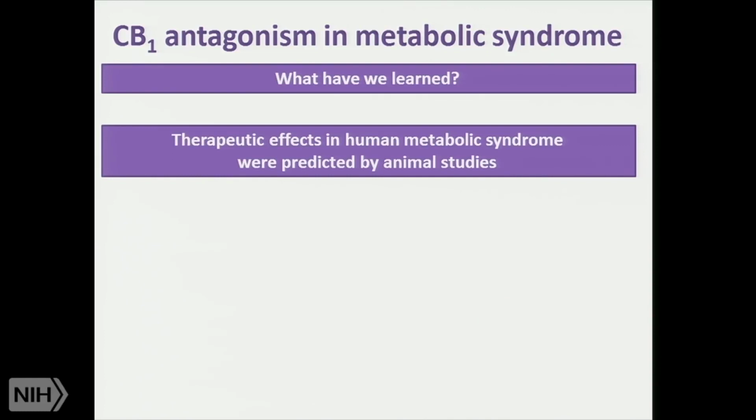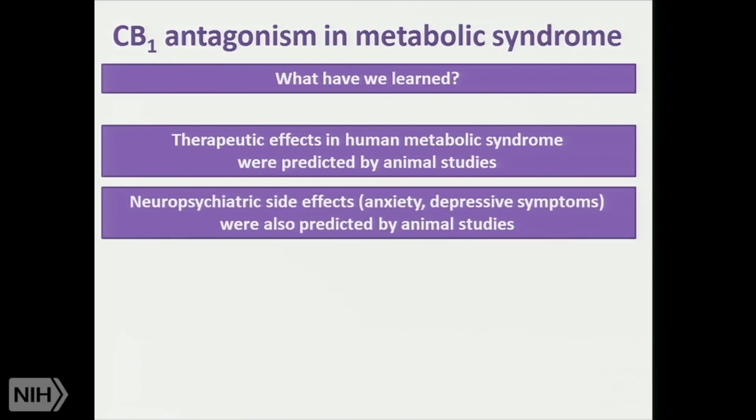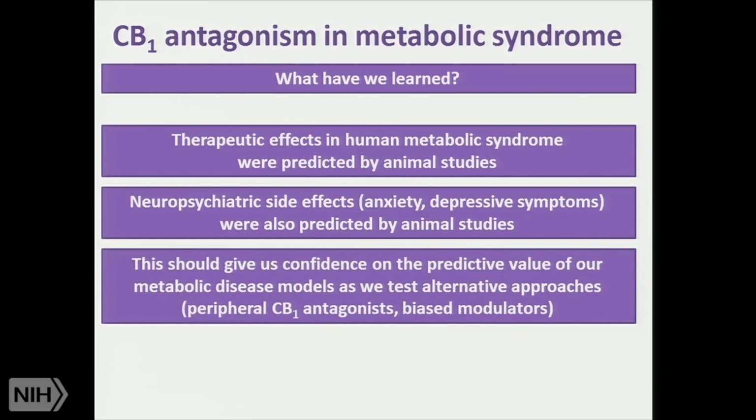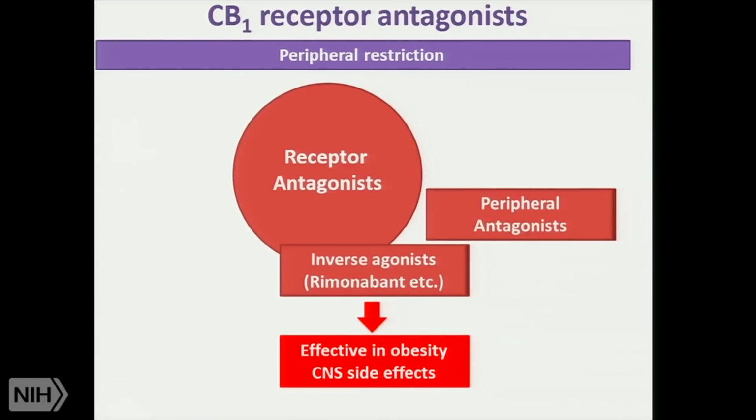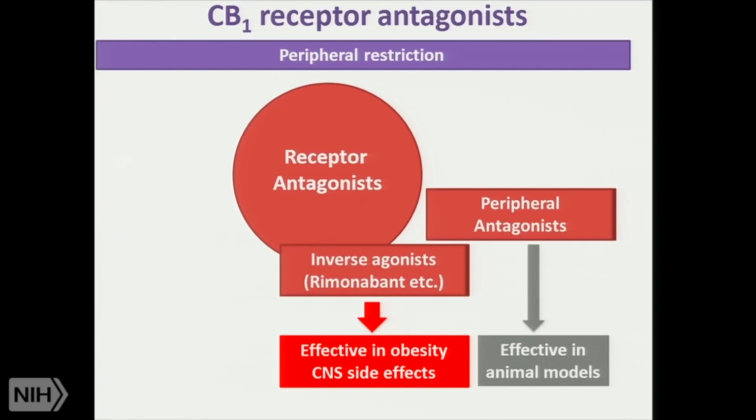A few important thoughts about what we have learned from CB1 antagonists in metabolic syndrome. I would like to point out that therapeutic effects in human metabolic syndromes were predicted by animal studies, and the side effects also were predicted. And this is important because it gives us confidence in the predictive value of our models, so that as we test new drugs, we should believe in what we see and not just be critically skeptical. One such drug which I think deserves attention is peripheral CB1 antagonists, which have been shown to be highly effective in animal models of metabolic disease and deserve further study in humans as well.